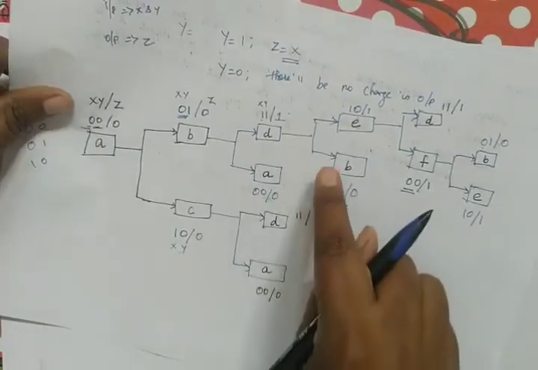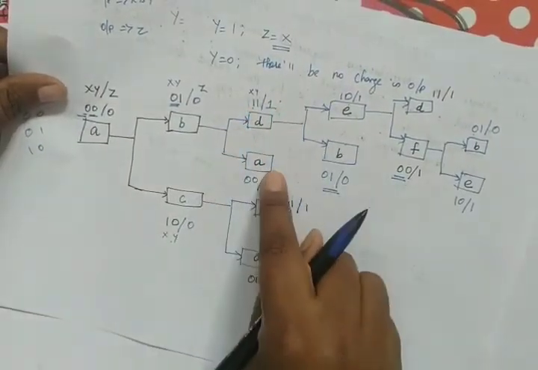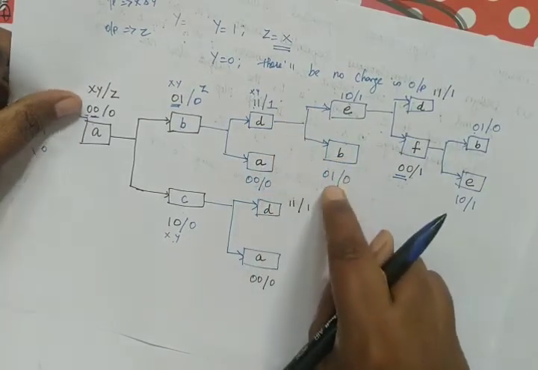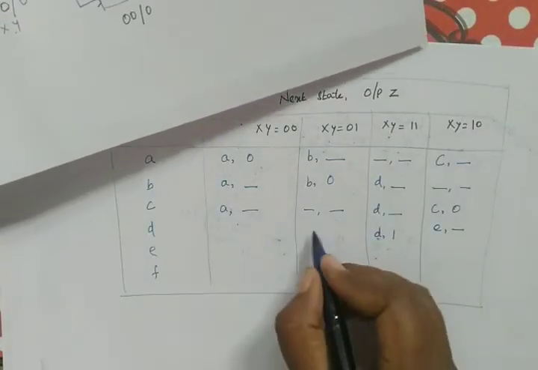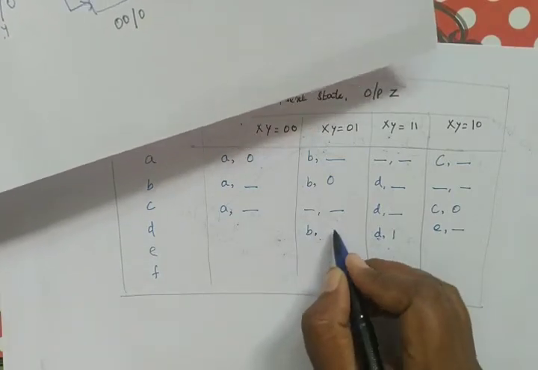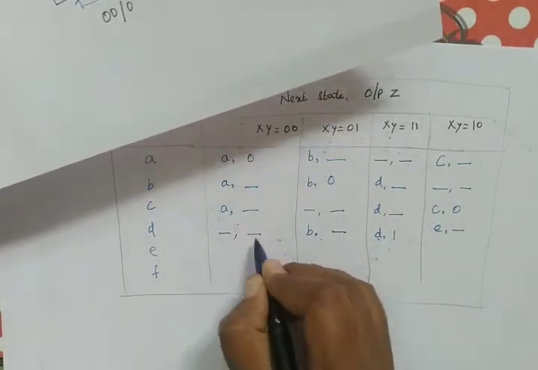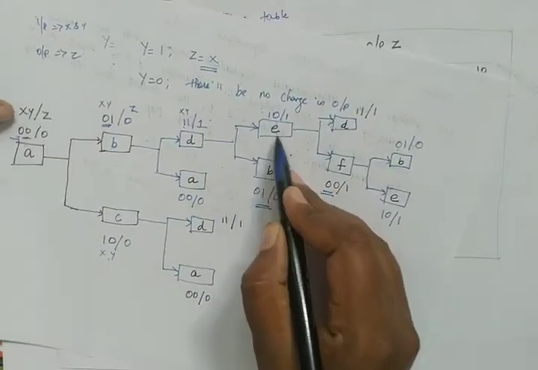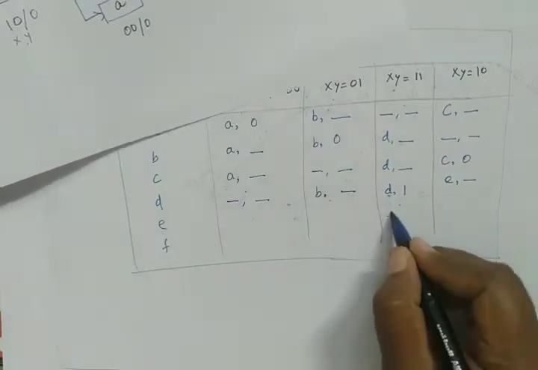Then D, where is D? D moves to B when it is 0 1, and we don't get anything here. Then E. When it is 1 1, it will move to D.